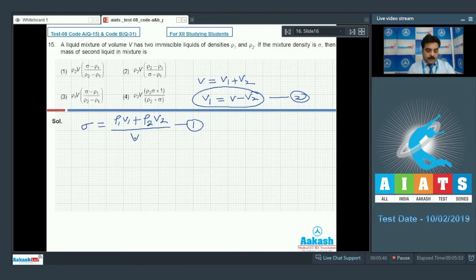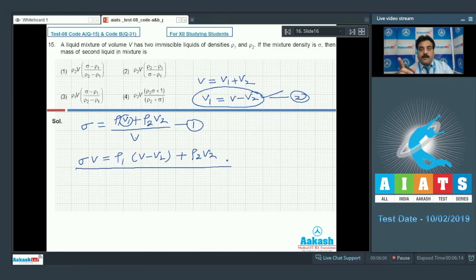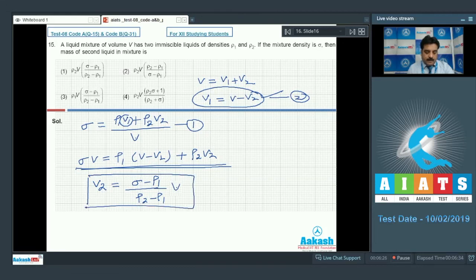So first, in this result, we'll write sigma into V equals ρ1, and I can replace the value of V1 by using equation number 2. So we'll write ρ1 (V minus V2) plus ρ2 into V2, and this is the equation. By this relation, I am looking to find the value of V2 because my target is to find the mass of the second one, meaning M2. So when you rearrange this equation, you will get the value of V2, and that is (sigma minus ρ1) upon (ρ2 minus ρ1). You can easily solve this, and this is V2.